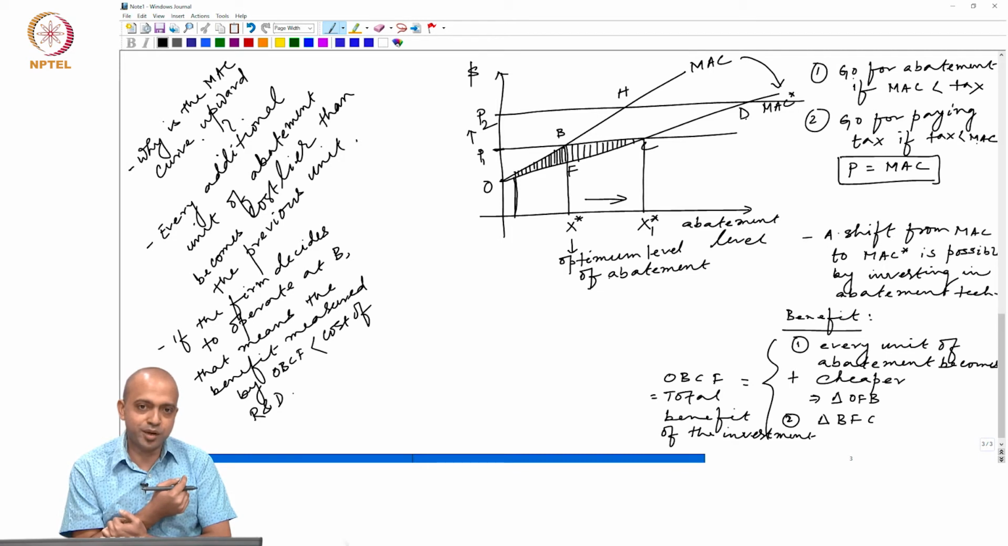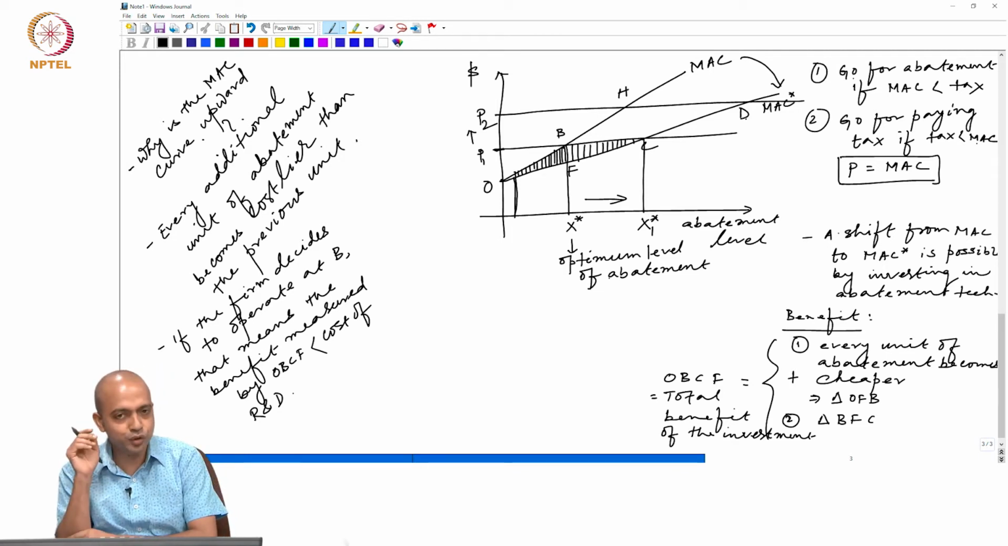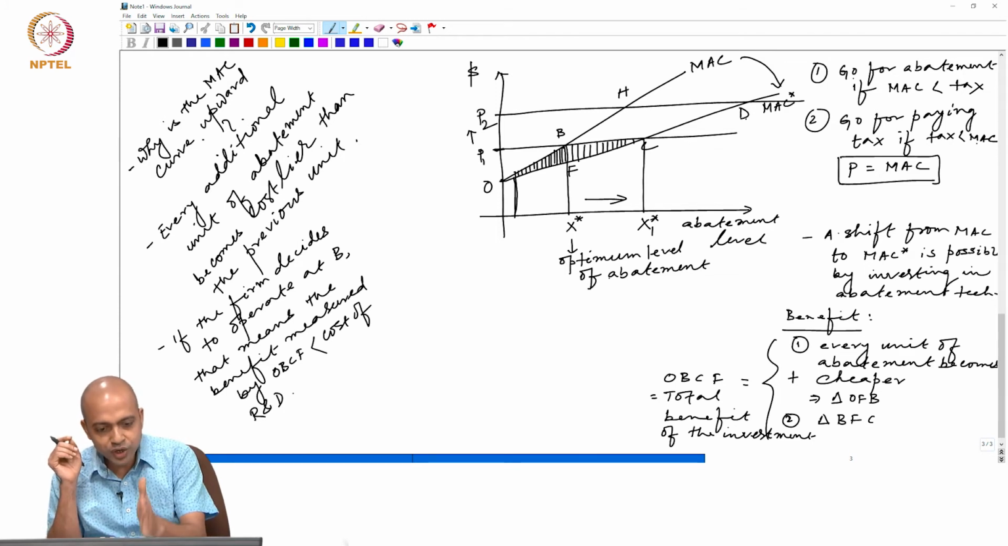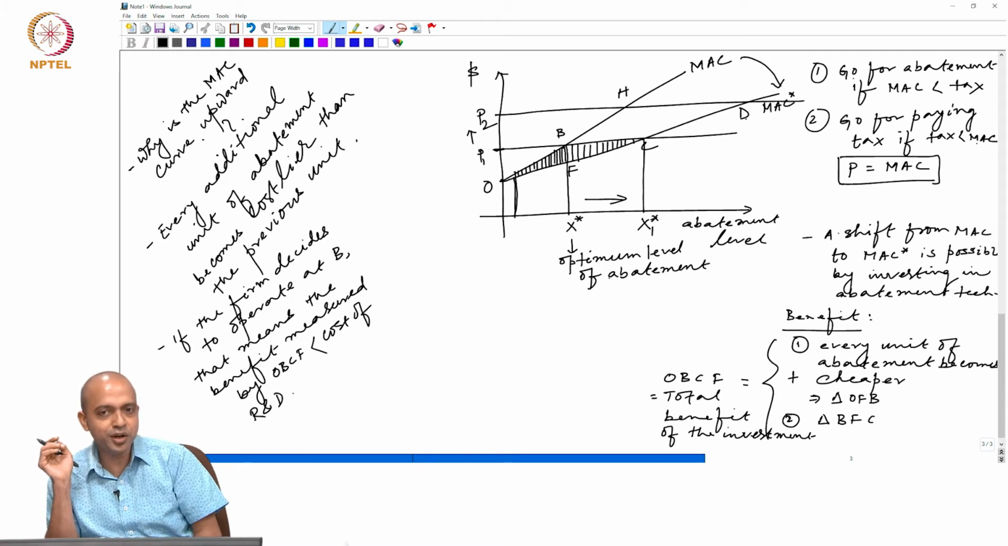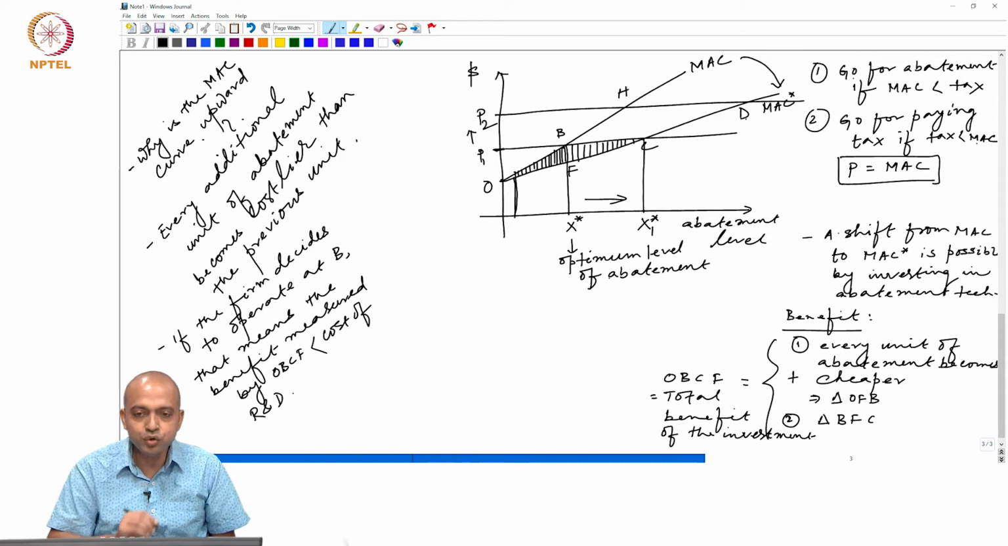Now, according to Michael Porter, stringent regulation may induce the firms to go for innovation, and that is what we are doing. We are increasing the tax rate or effluent charge from P1 to P2, and we will examine whether at P2 level of emission tax or effluent charge the firm can actually go for the innovation or not. So, what is happening at P2?